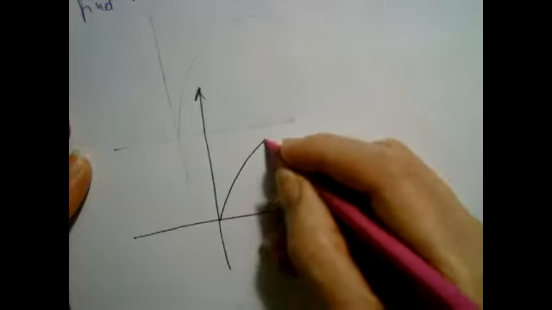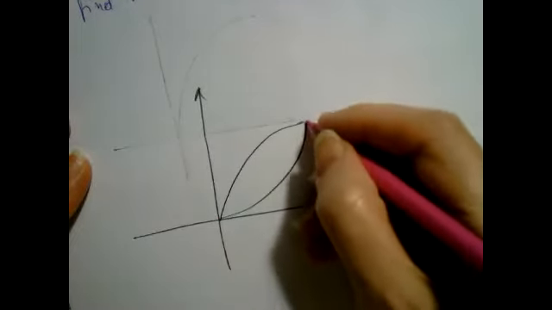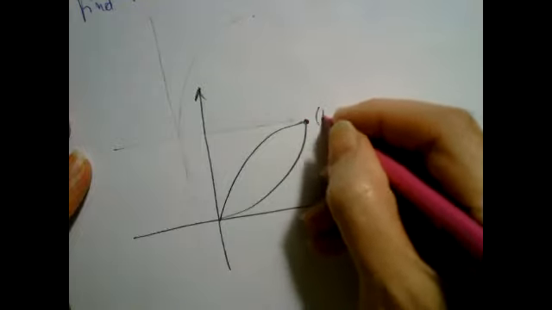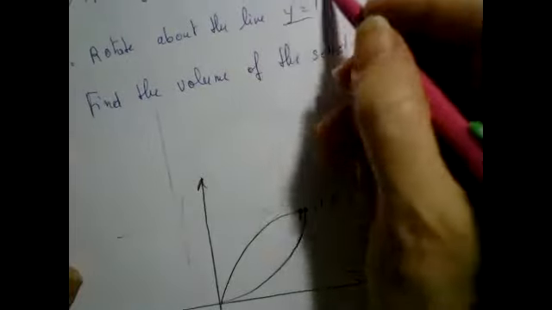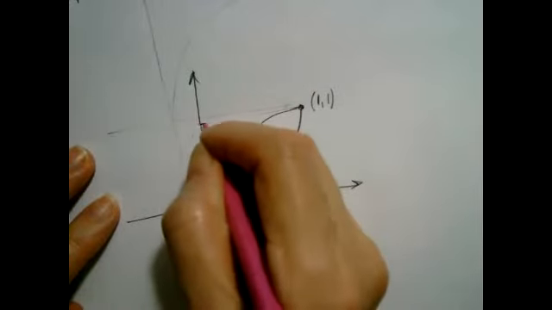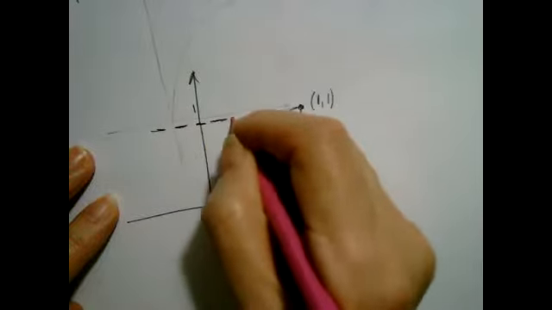So this is my upper curve. This is my lower curve. The intersection point is 1, 1. The axis of rotation is y equal 1. So we have to be very careful and draw it carefully. Y equal to 1, that's 1. And this is my axis of rotation.